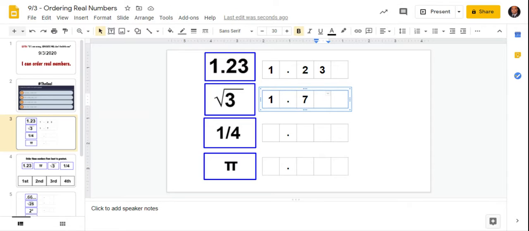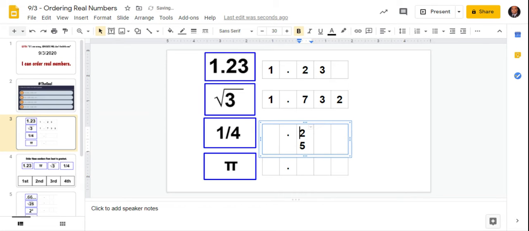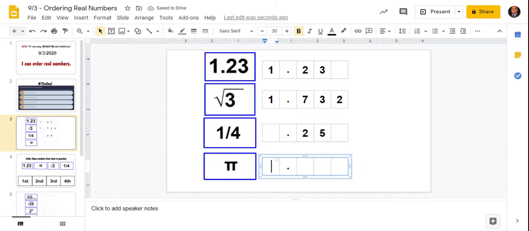Well, since I'm doing an example, I guess I should. Let me get that answer for you real quick. Square root of 3 is 1.7320, but I only have these decimal places. 1/4 as a decimal is 0.25. And pi is 3.14.